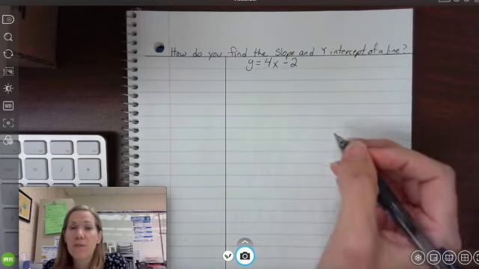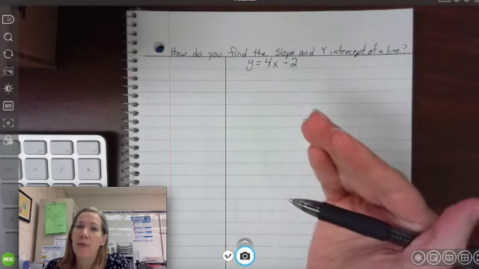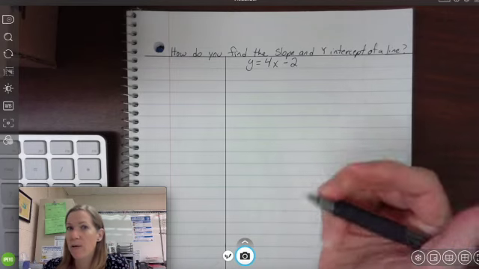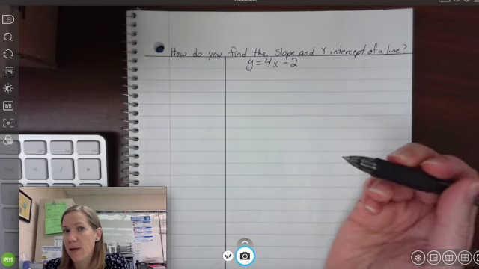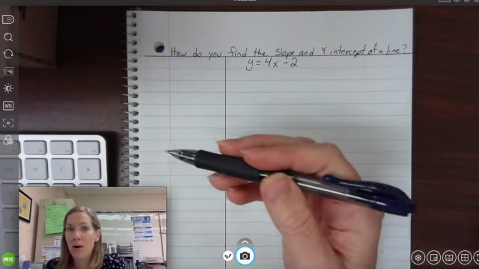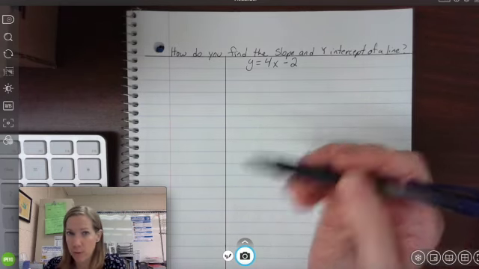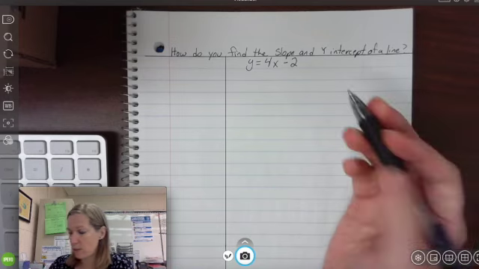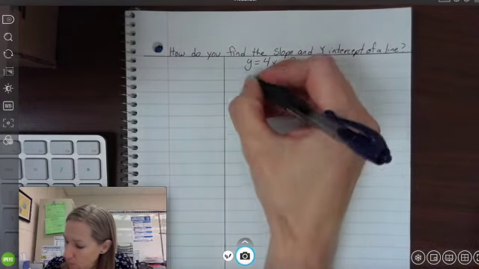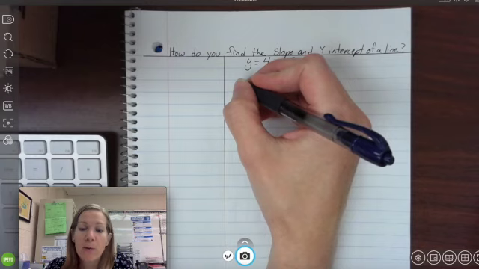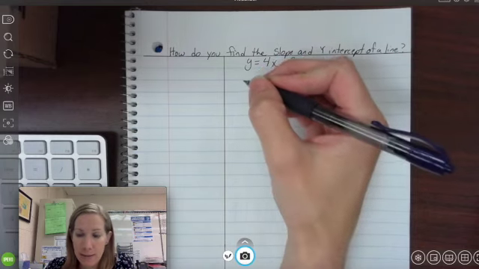Okay. The first thing we're going to determine is the y-intercept. Now, a y-intercept is where the line is going to cross the y-axis. Wherever it crosses the y-axis, the x value is going to be 0 for that point. So when x equals 0, the line will cross the y-axis.